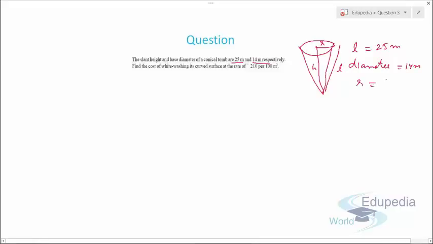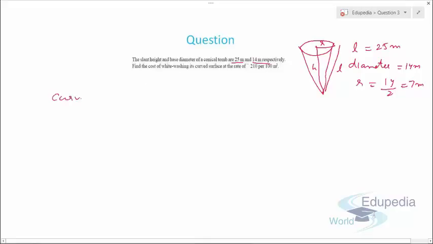Now let's say this is a cone, right? And this is a radius R, and this is the height H, and this is a slant height L, right? Now it's given that slant height is 25 meter and diameter is 14 meter. So this means radius is 14 by 2, which is 7 meter, right? So we need to find the cost of whitewashing its curved surface area, right? So we need to find the curved surface area of a cone.